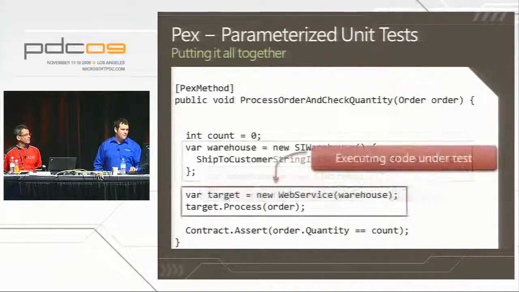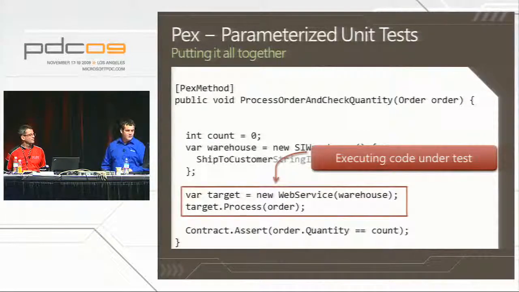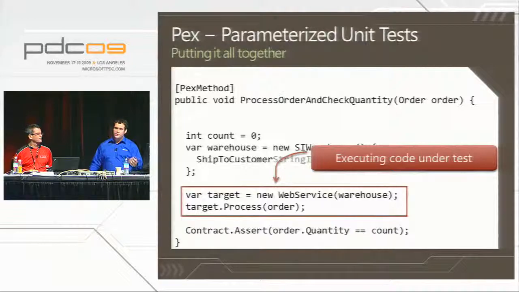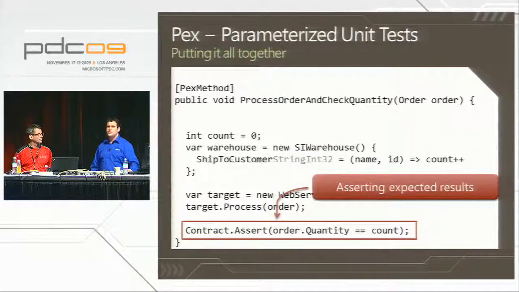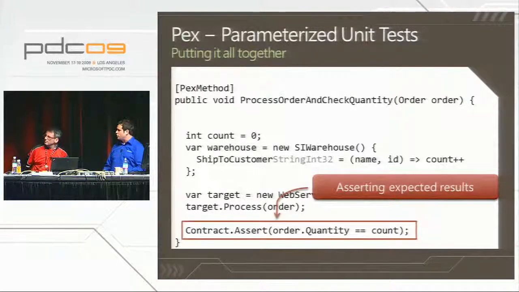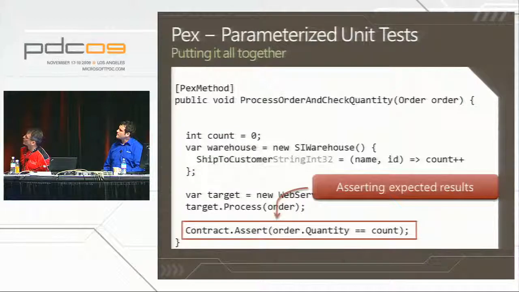OK, then we call the code under test, giving it the warehouse and our order. And then we state the assertion that the number of shipped items should be equal to the quantity in the order. So do you think that code is bulletproof? That's a test that should hold always? Well, let me take a look. I've already gotten burned a couple times today, so let's take a look.